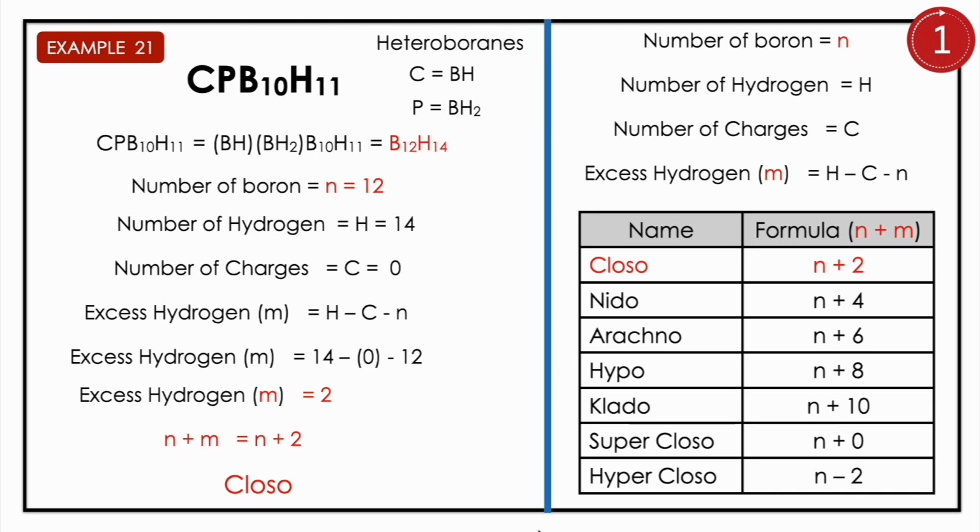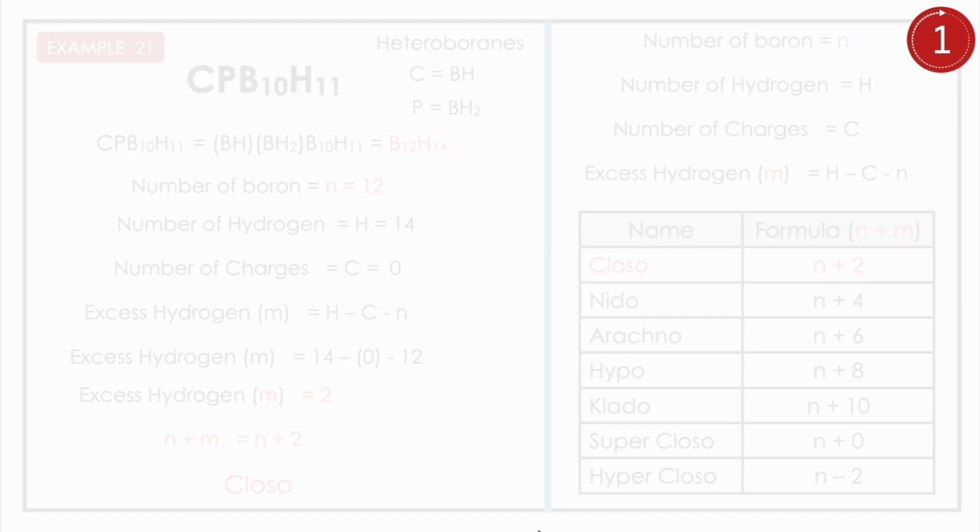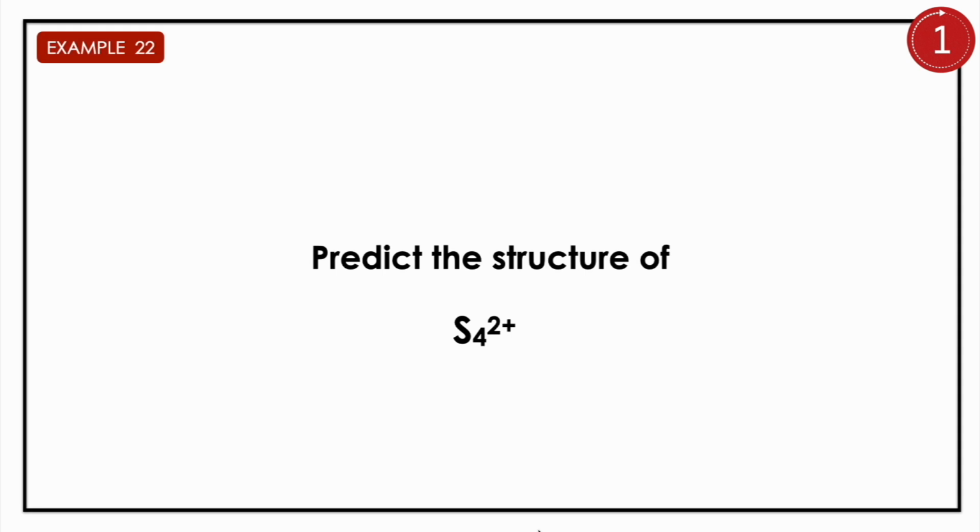So it is a N plus 2 system. According to the table, if you look at it, it is Closo structure. So according to the Wade's rule, CpB10H11 has Closo structure. Then the next example, here S4 2 plus is given. You should find the structure of the molecule using the Wade's rule.